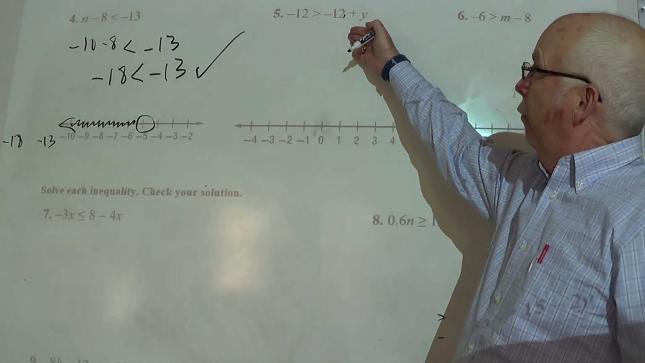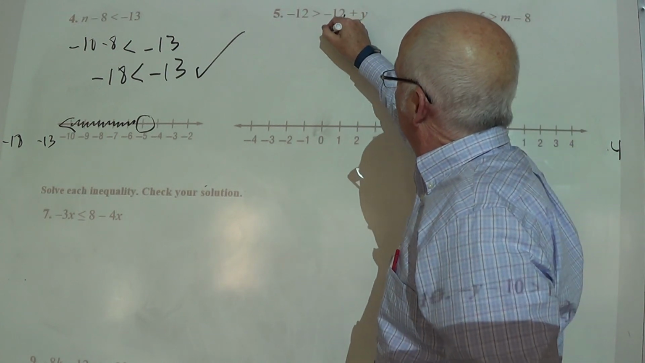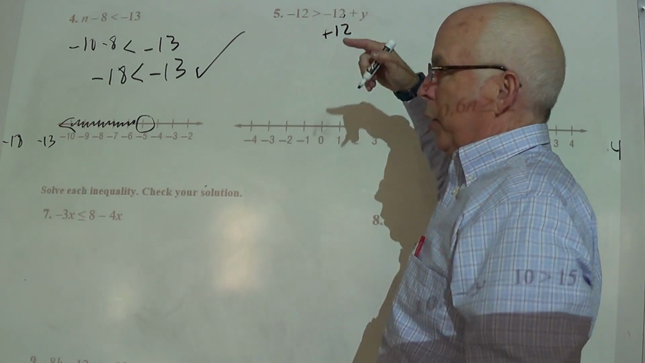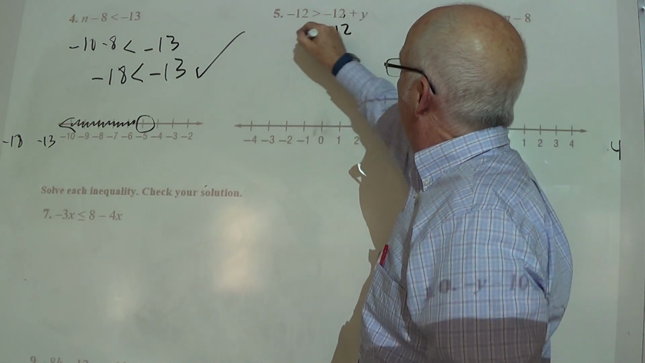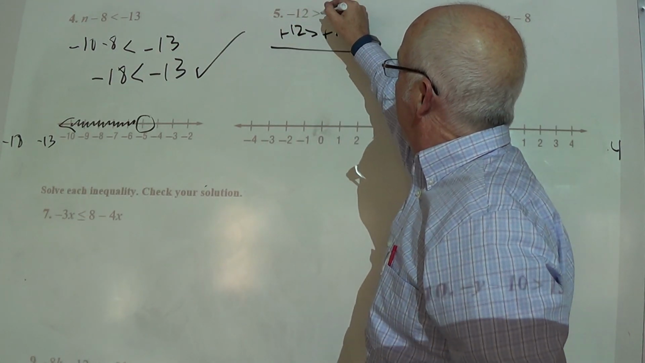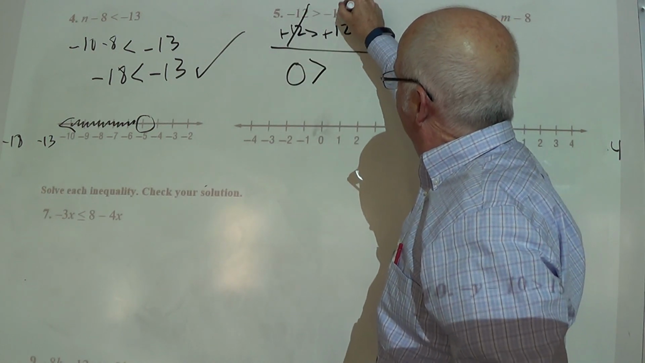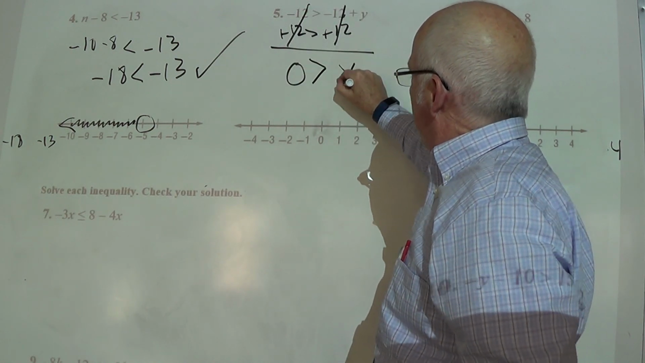All right, for number 5, again, we're just going to add and isolate for that variable, but it's on the right side, and we'll address that here at the end. So I have to add 12 to the right side. That zeroes out. So I've got 0 is greater than negative 12 plus 12. That zeroes out: 0 is greater than y.